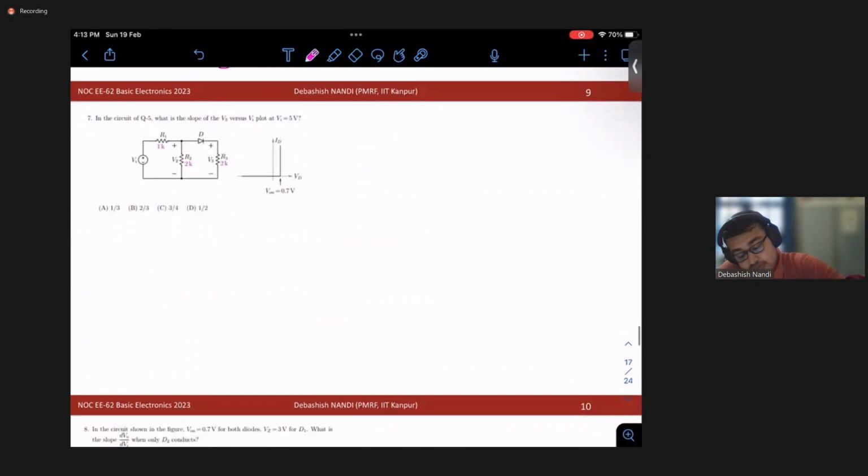So moving on to problem number 7. I think it is the same circuit, yes, it is the same, and they want us to plot the slope of V3 versus Vi at Vi equal to 5 volt. So at Vi equal to 5 volt, we will convert the circuit to the diode on condition. Let's quickly draw the circuit.